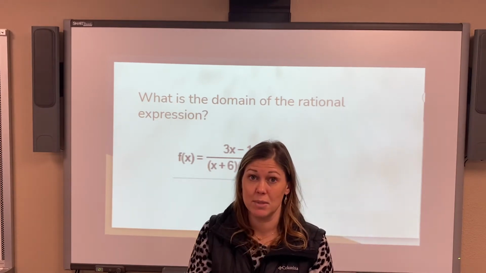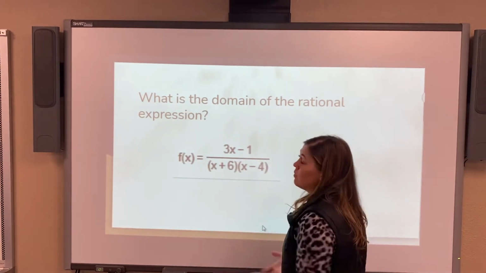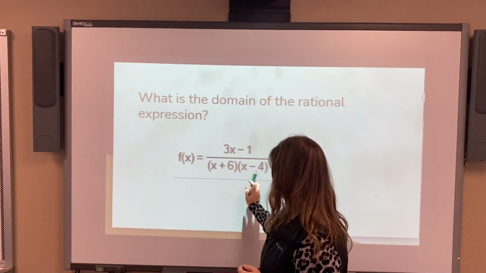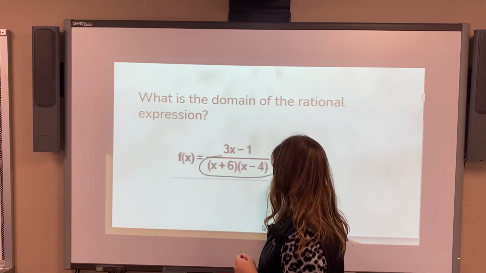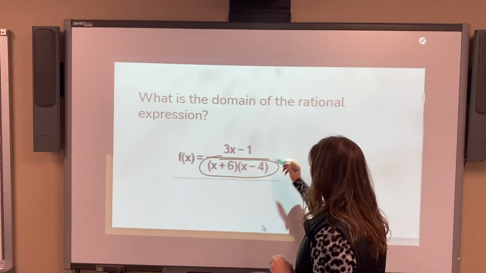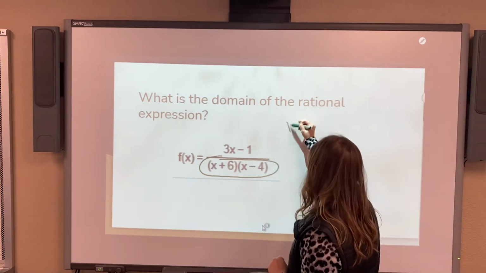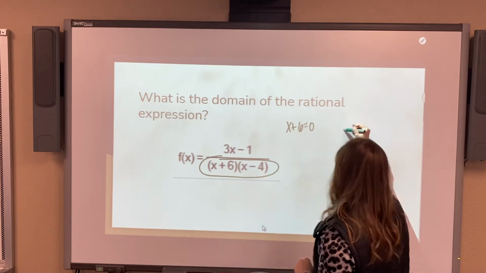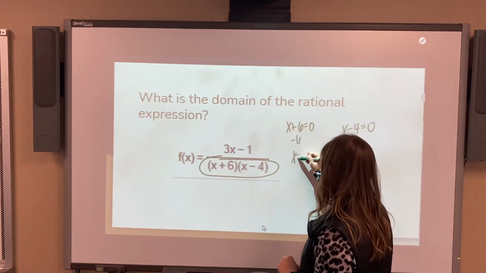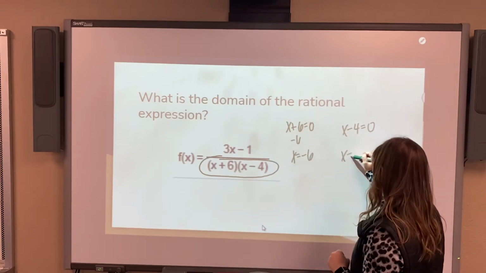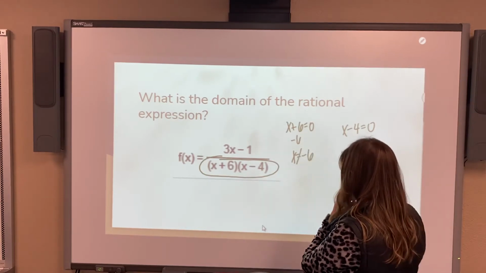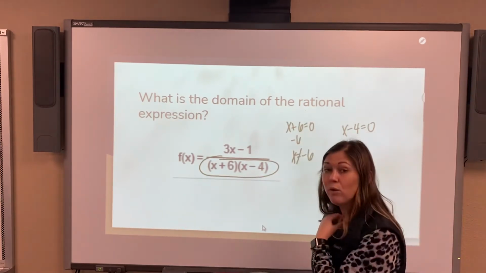So let's think about limitations. We do not have any square roots, so we don't have to worry about negatives, but we have two things in the denominator, okay? These two things in the denominator cannot equal 0, okay? So we're gonna set both factors equal to 0. X plus 6 equals 0, and then x minus 4 equals 0. If we solve for x, subtract 6, that's gonna be a negative 6, and this is gonna be a positive 4. It's always opposite. Okay, so basically x cannot equal negative 6 and x cannot equal 4.